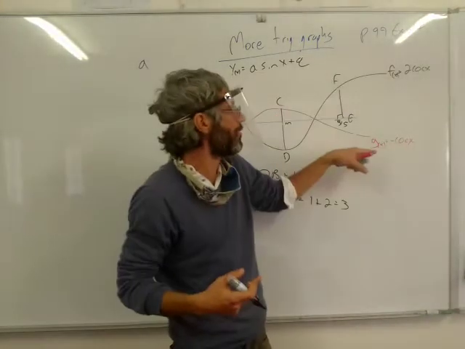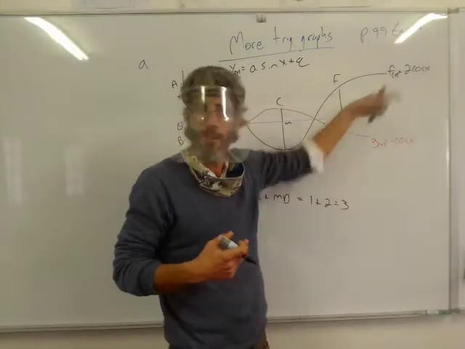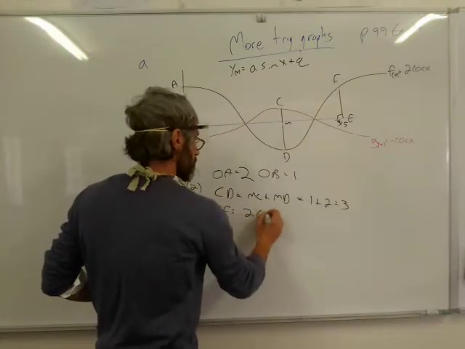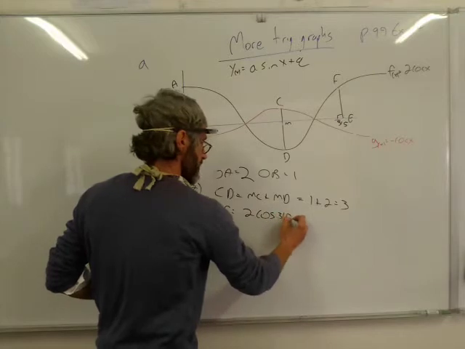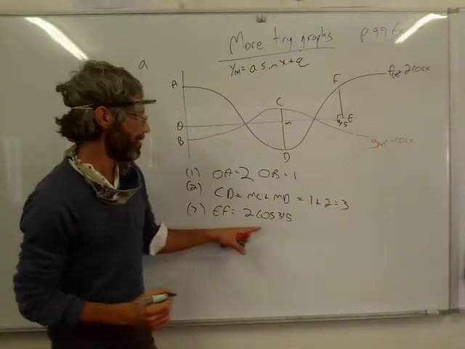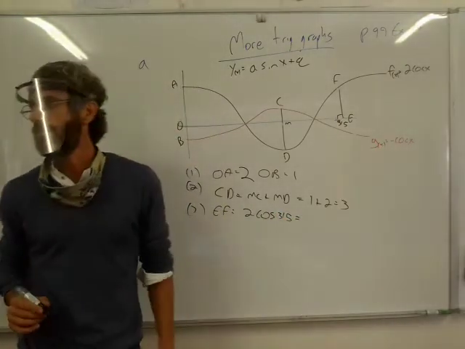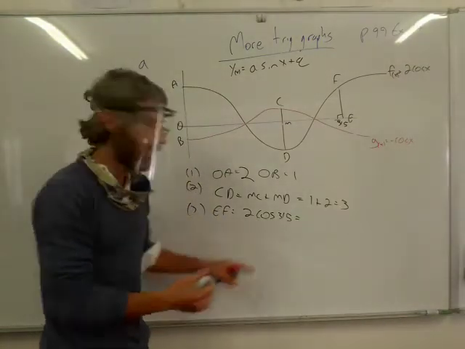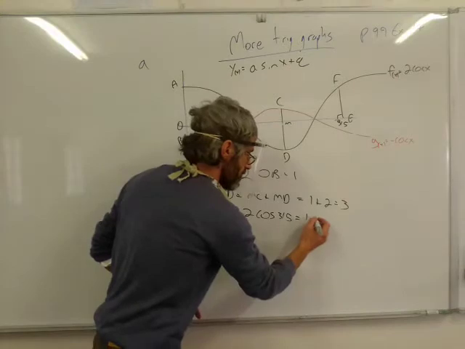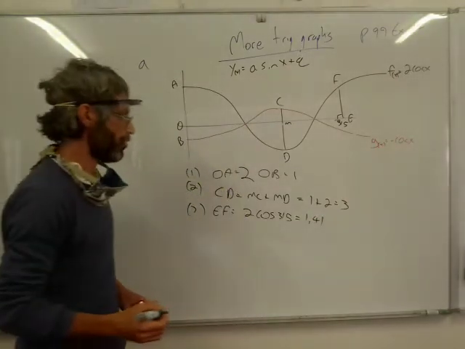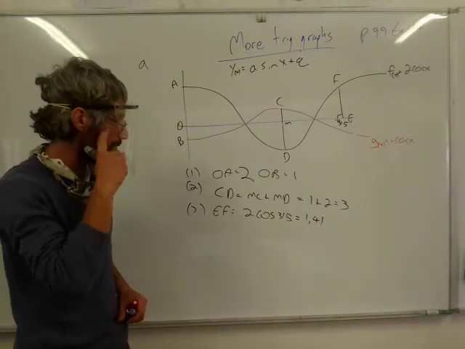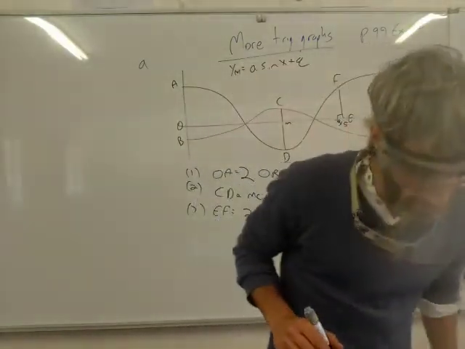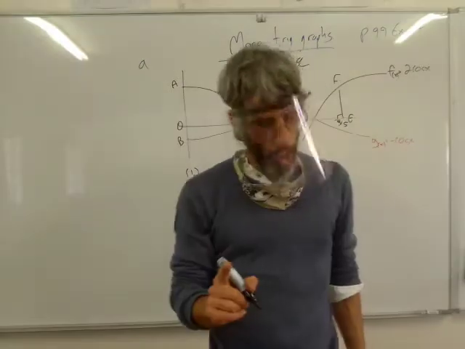Which function, the black or the red? The black. So I'm going to put 2 cosine 315, and please put that in the calculator. It gives 1.41, and you times it by 2. That's probably 2 times square root 2. Let's not get into special angles right now. It's not important. Moving on.